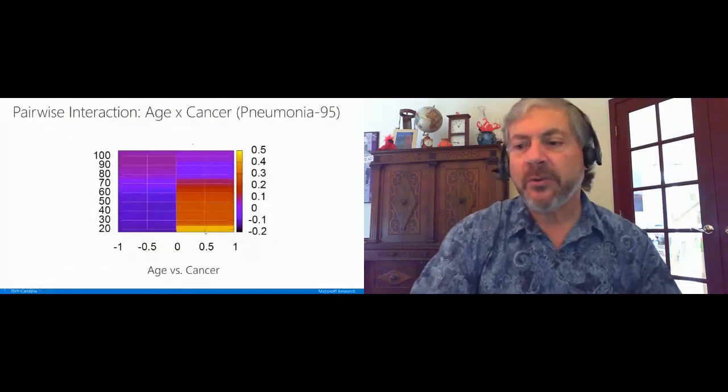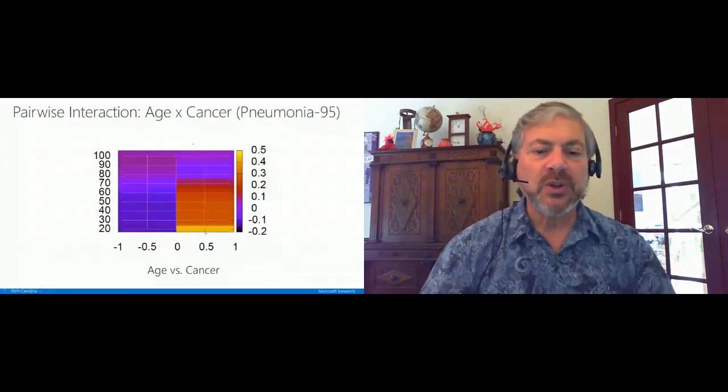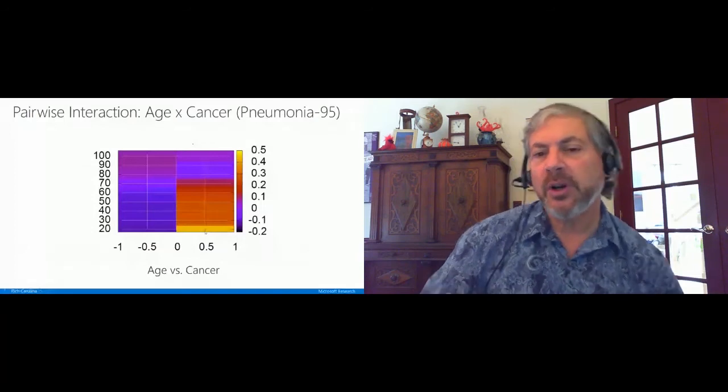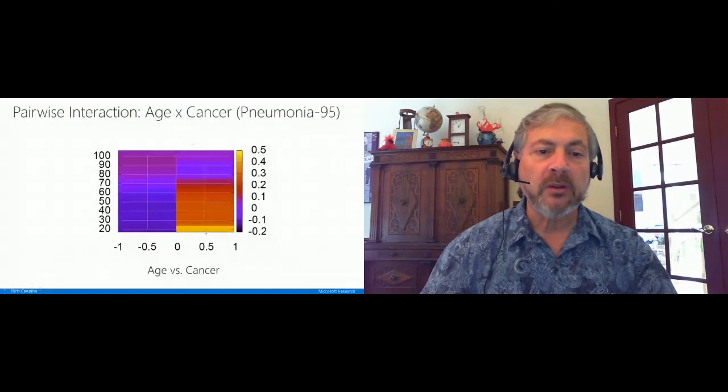So now let's go to a different data set. This is ICU mortality. And this is what's known as PF ratio. So we're trying to predict your chance of dying if you're in the ICU. This is how well you're breathing. Low PF ratio means you're having a lot of trouble breathing.